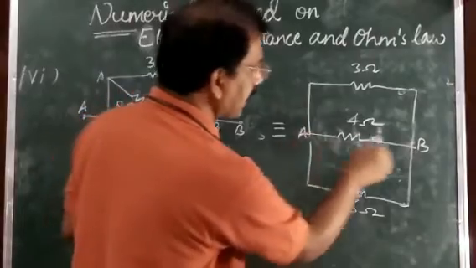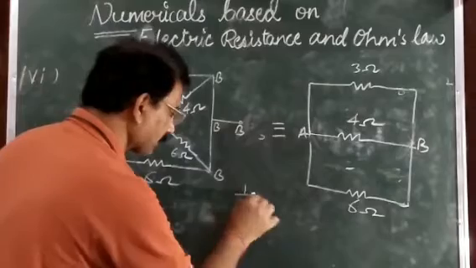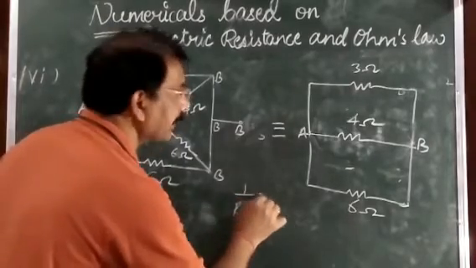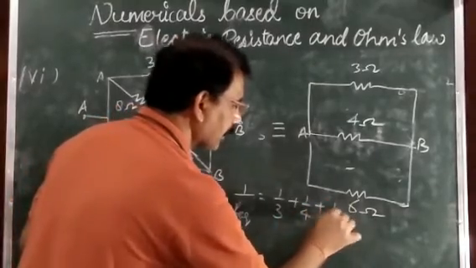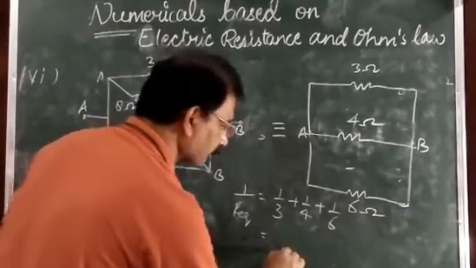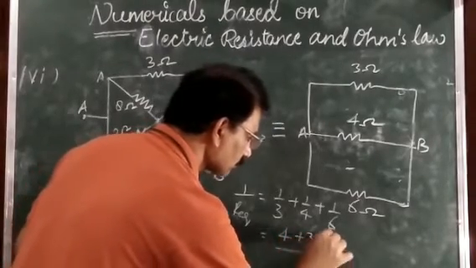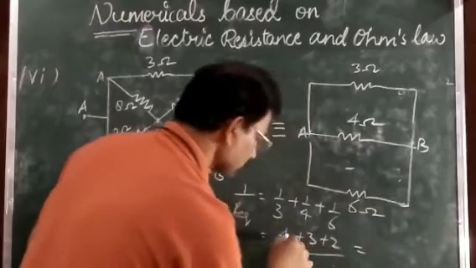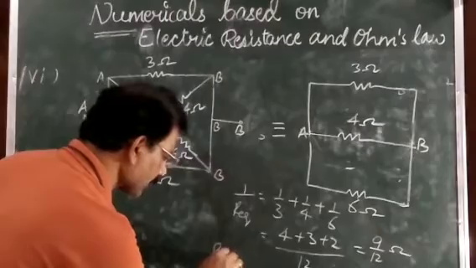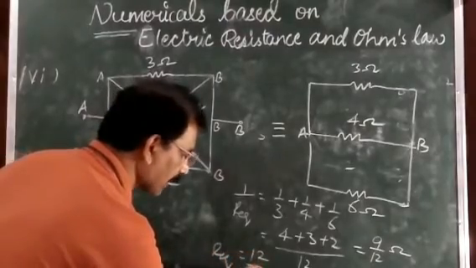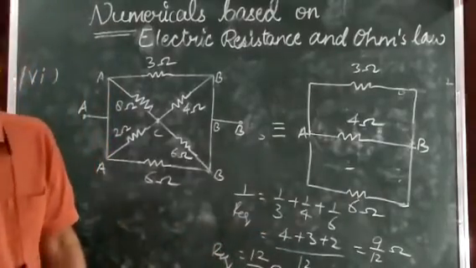Now between points A and B all these three are in parallel. So we can find 1 upon R equivalent equals 1 upon 3 plus 1 upon 4 plus 1 upon 6. Their LCM is 12. R equivalent you can find is 12 upon 9. In this way you can find the equivalent resistance between A and B.